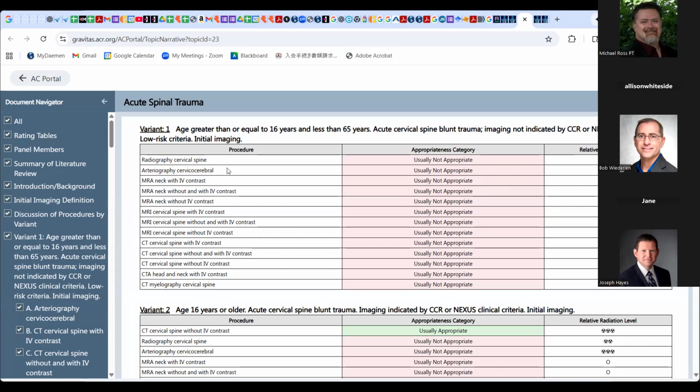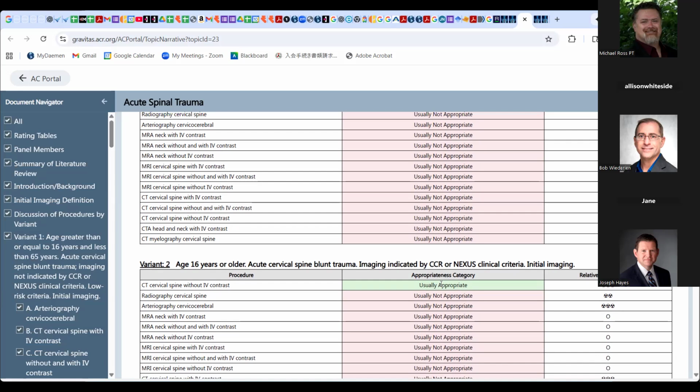Perfect. And so these are the different variants. And I do have a point with everything I'm talking about here. Trust me, I'm trying to get to it. So the first variant: trauma, but imaging not indicated. They list out the phone book for the procedures. None of them are appropriate because they don't meet the rule. NEXUS is another clinical rule that you can use, very similar to the Canadian cervical spine rule.